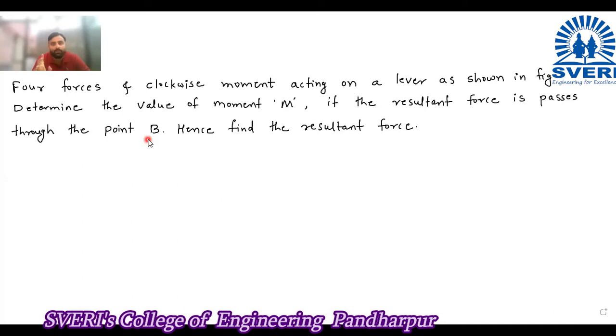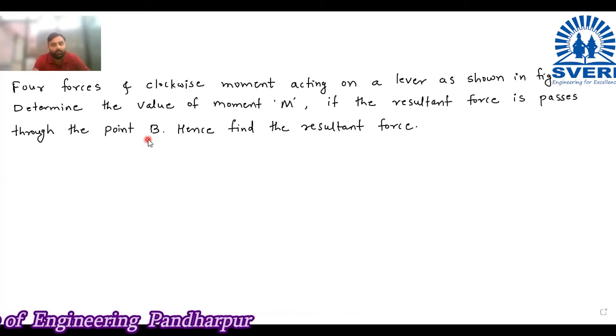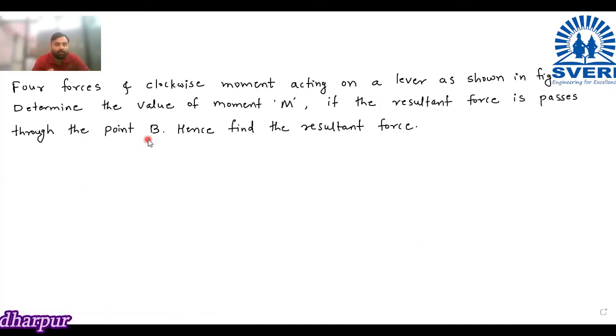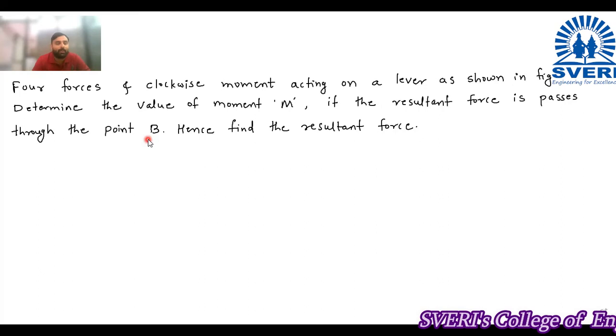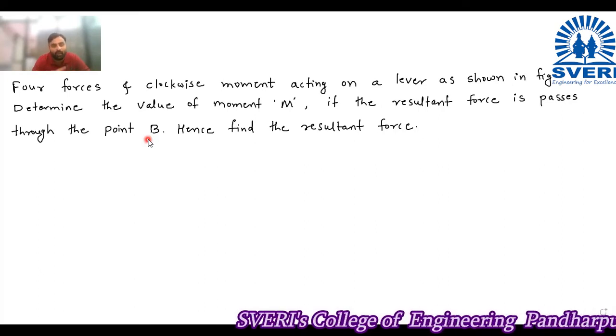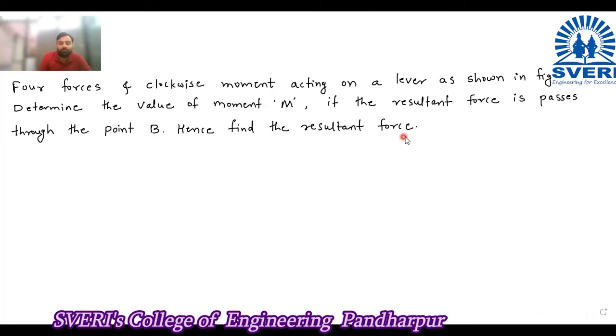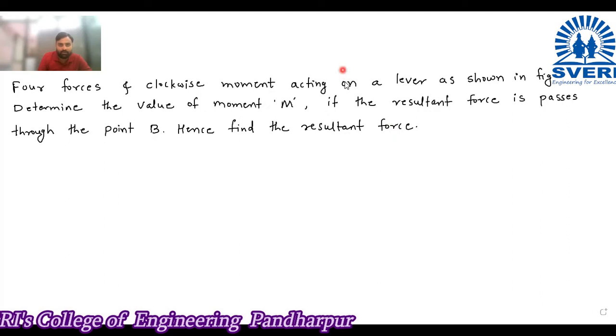What they told us is that the resultant force passes through point B. So if you take the moment of all the forces and the moment of the resultant about point B, then you can equate it to 0, because the perpendicular distance of the resultant from point B becomes 0, as it is passing through point B. Hence find the resultant force. So we need to find out the resultant force.